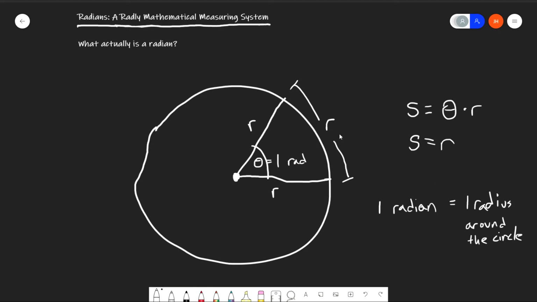Now, if 1 radian is 1 radius around the circle, how many radians is the full circle, right? Well, the full circle we said was 2 pi radiuses, right? This is why 1 full rotation is equal to 2 pi radians. So essentially, y'all, radian measurement is just a connection between the radius and the circumference of a circle, as we defined from the very beginning.